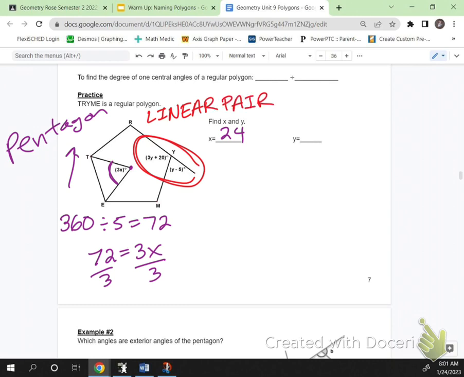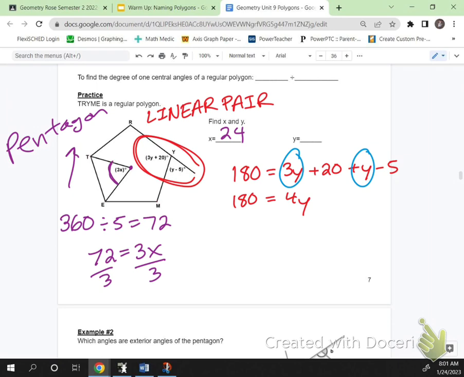It makes a line. How many degrees is a line? 180 equals 3y plus 20 plus y minus 5. And now I gotta do some algebra. What are we gonna do first? Combine like terms, right? Everybody forgets about that. We're gonna combine like terms. 3y, 1y. How many y's together? 4y.